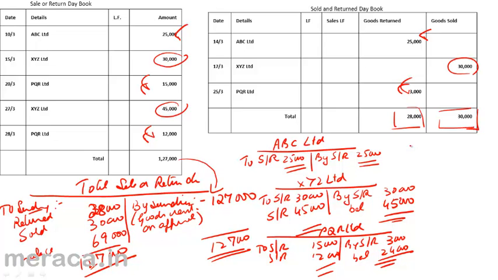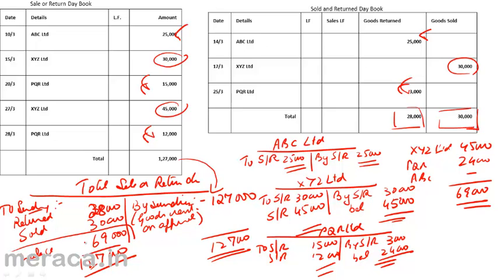Balance in ABC Limited's account nil. XYZ Limited account, there is a balance of 45,000. PQR Limited, there is a balance of 24,000. ABC, like we said, was nil, giving us a total of 69,000, which is equal to the total credit balance in the total sale or return account.